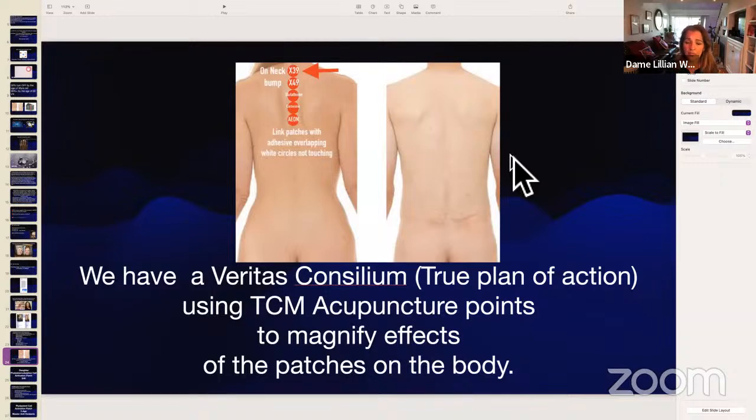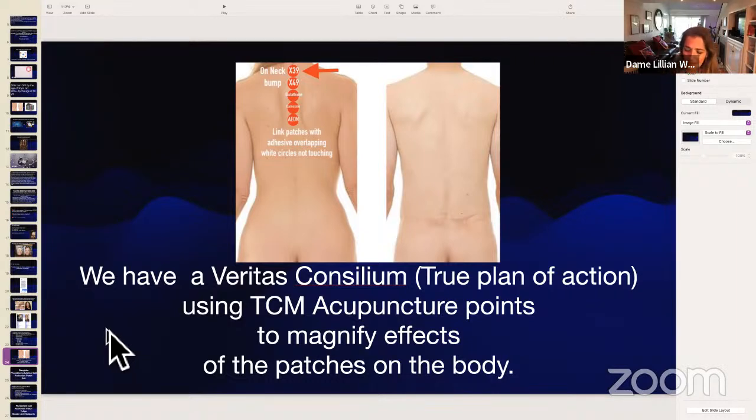We do have a Veritas Concilium, which is a recommendation, a regimen. Veritas means true, Concilium plan of action. So it's using traditional Chinese medicine acupuncture points to magnify the effects of the body. And I love the rule of thumb that I tell everyone that I put on the patches. If you have pain somewhere in your body, if you have multiple pain areas of the body, pick the pain that is the worst and point to the pain and patch it.